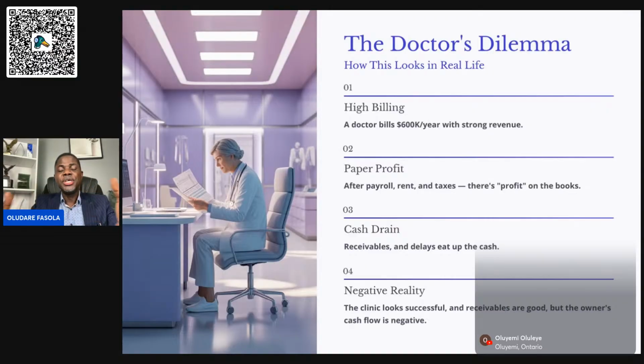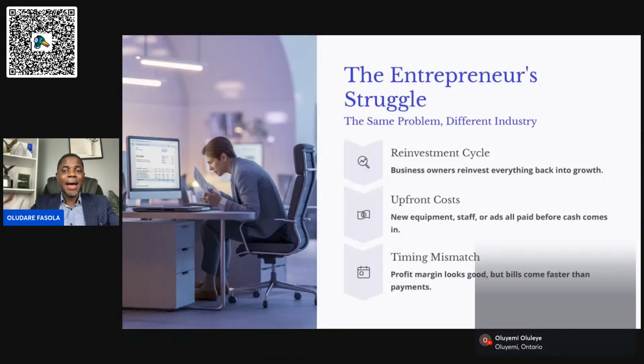And I want you to please understand this today, that many of us, right, a lot of businesses have collapsed because of all this. And that's what I'm actually coming on with this topic, that look, don't be rich on paper, but cash poor. Like many businesses, they are rich on paper, but cash poor. And silently, that business is going to collapse, right? So the entrepreneur struggle. So the same problem, different industry.